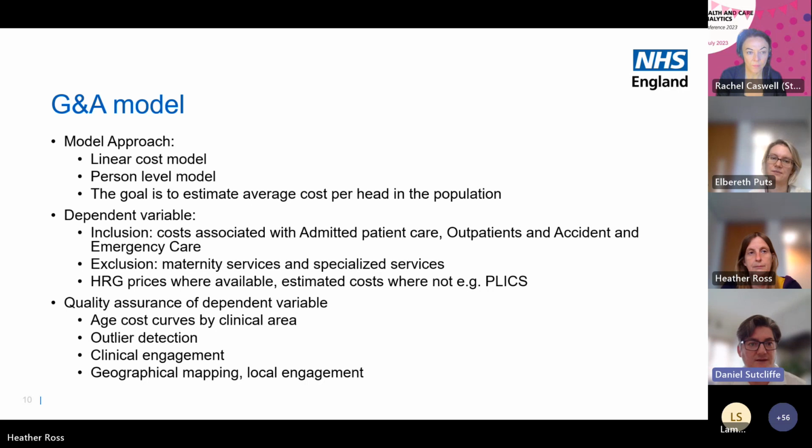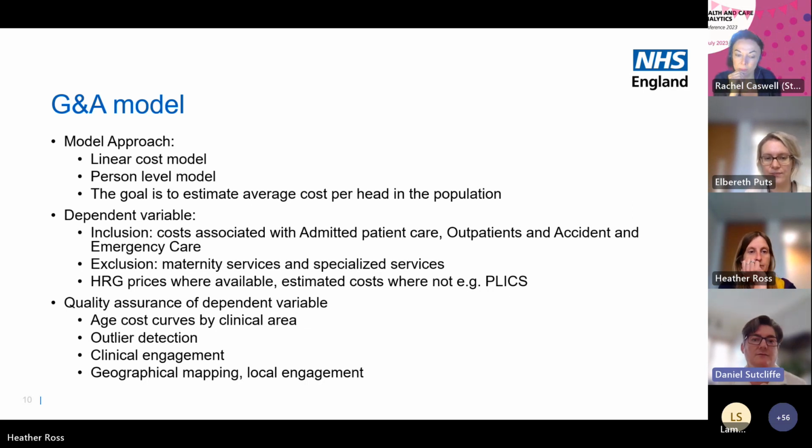Sometimes there are indicative prices, which are not mandatory, but they're probably our best estimate of what the cost might be where there is actually missing cost. So having constructed our dependent variable, we then take the next steps to quality assure the dependent variable. So looking at age cost curves by clinical area, for example, looking at outlier detection, these very high costs, which as an aggregate model may not have a huge impact, but when we start predicting at lower level localities, that might have an issue. We also look at geographical mapping and local engagement.